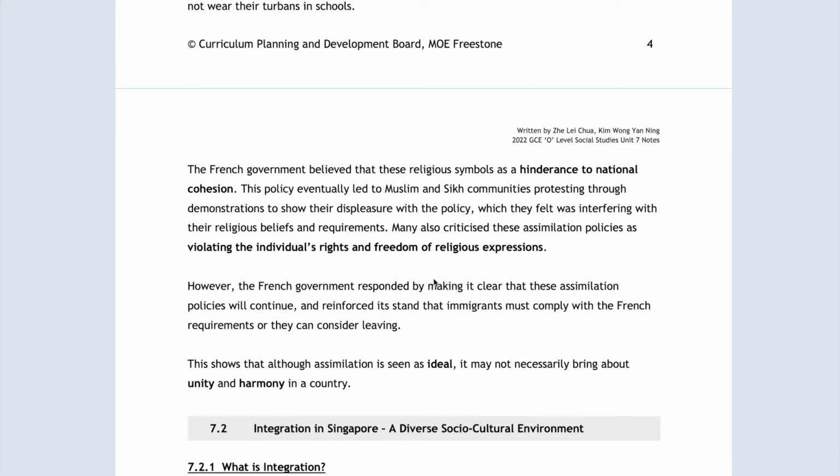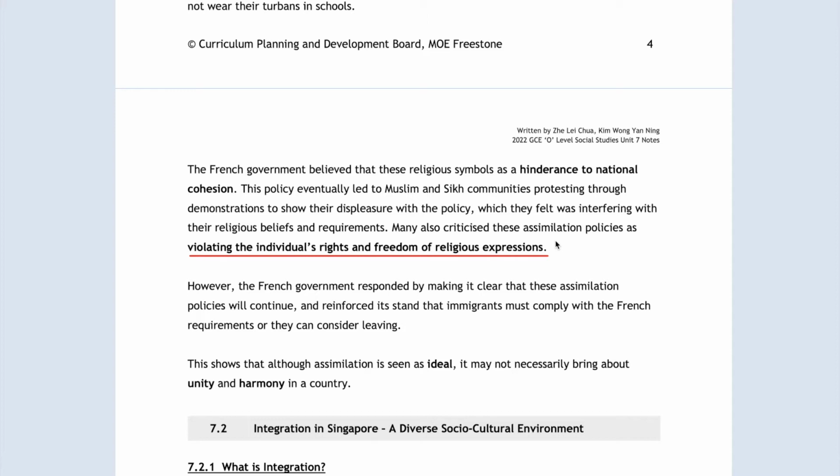Essentially the idea is that religious symbols are a hindrance to national cohesion. A lot of people started protesting, because to them this is seen as violating the individual right to freedom of religious expression. So there are two sides to this particular issue. But the French government, like I said, continues to make it clear that they will not ease up on these things, because to them this is a threat to the French way of life.